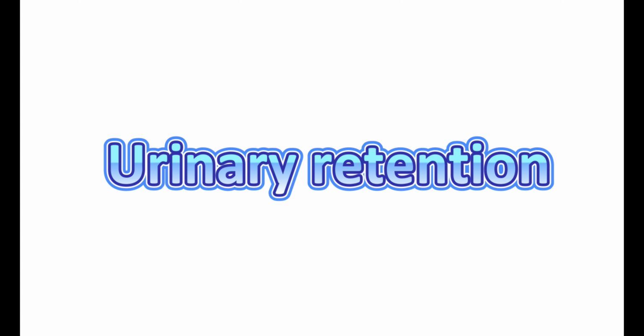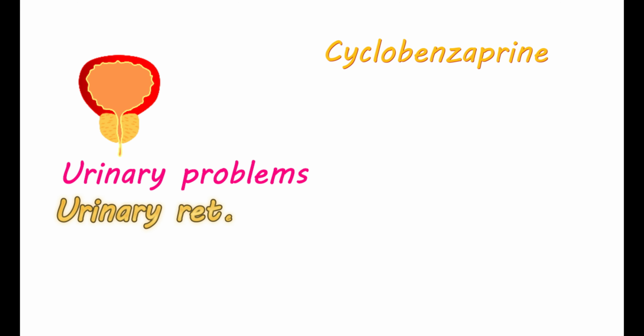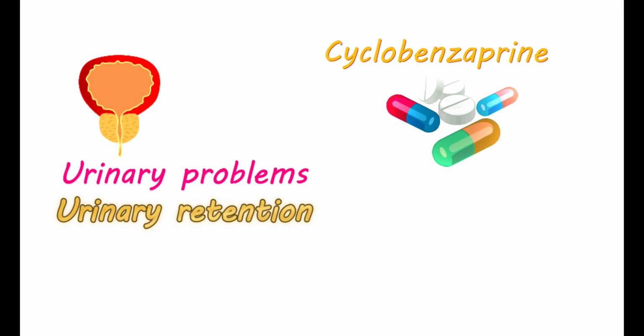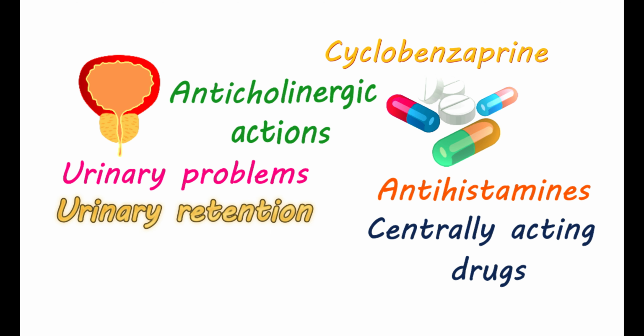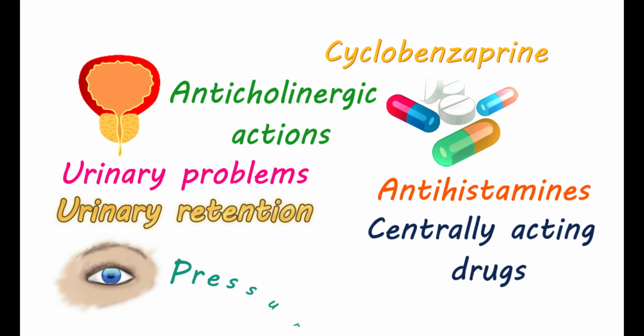Urinary retention. If you have any previous history of urinary problems, use this medication cautiously. Cyclobenzaprine can increase the risk of urinary retention. So be cautious when it is combined with other medications that retain urine. Generally, a few medications like antihistamines and centrally acting drugs show anticholinergic actions. Such medications can cause urinary retention that is more pronounced when they are used with cyclobenzaprine. It can also elevate pressure in your eye in such combinations.